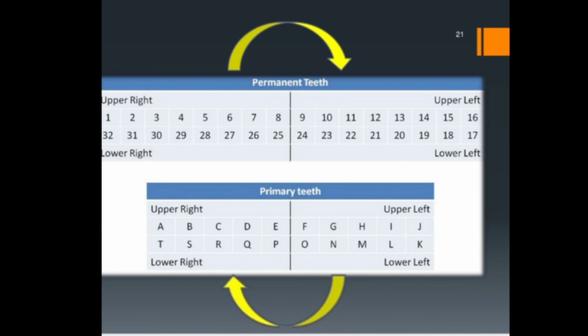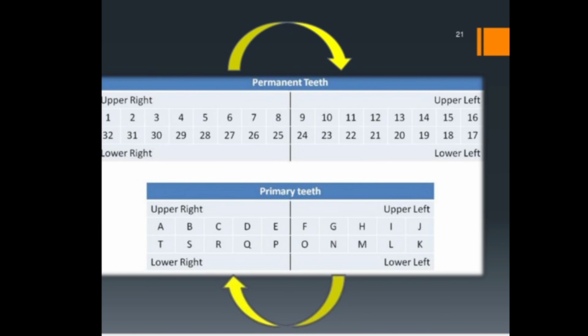Now in primary dentition, alphabets are used from A to E but not numbers. We will start similarly as in permanent dentition, from the most posterior portion of the first quadrant. The most posterior tooth in the deciduous dentition will be the second deciduous molar, and that will be designated by alphabet A. B will be deciduous first molar, C will be deciduous canine, D will be deciduous lateral incisor, and E will be deciduous central incisor, and that will be of first quadrant.